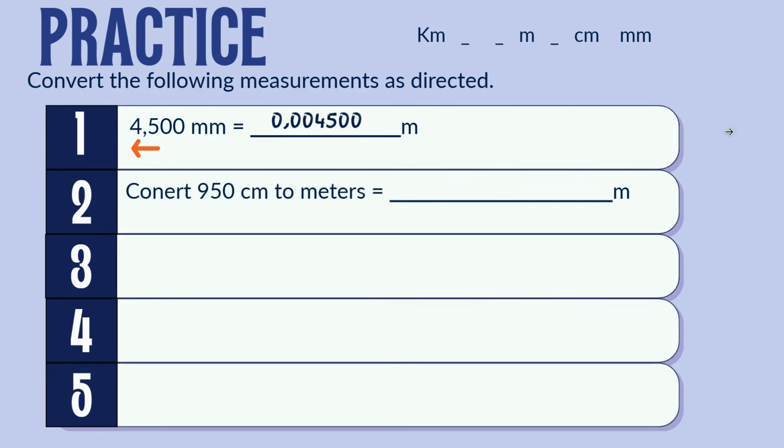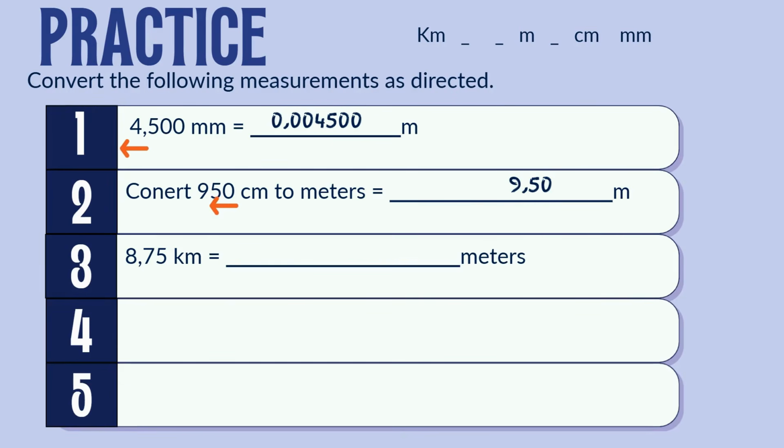Try another one. Convert 950 centimeters to meters. From centimeter to meter, we are again jumping from right to left. Quickly do the conversion. When my comma jumps from the right to the left, it jumps 2 times from behind the 0, and my answer is 9,50 meters.